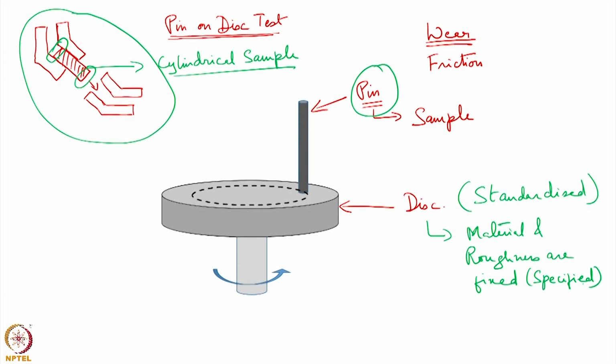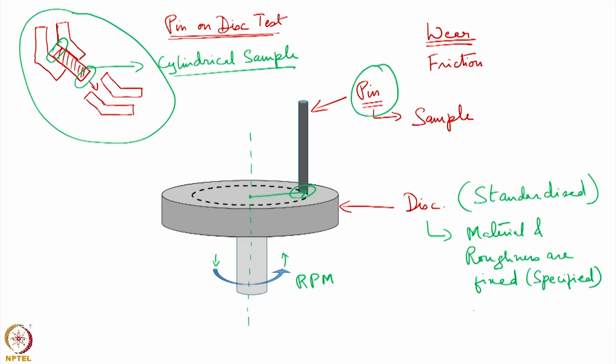So, you can get this pin on disc setup, and what we have in our control are two things here, the RPM. This disc is going to rotate, it is going to spin about this axis, the vertical axis, and therefore, we can control the RPM. Now, once you control the RPM, this pin comes in contact with the disc at a particular distance from the center.